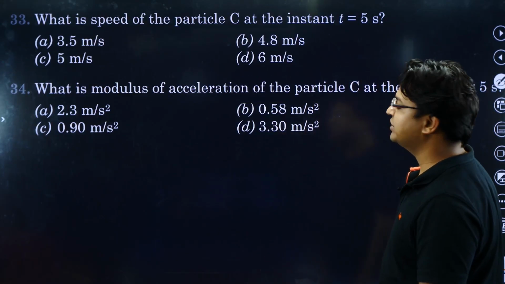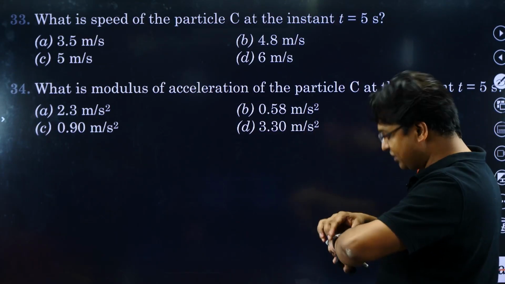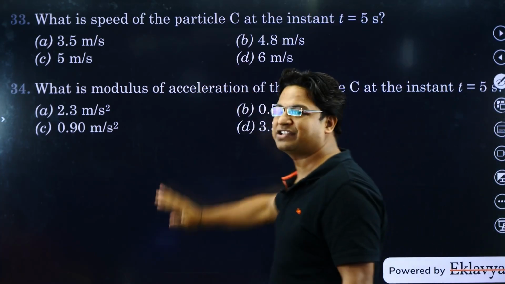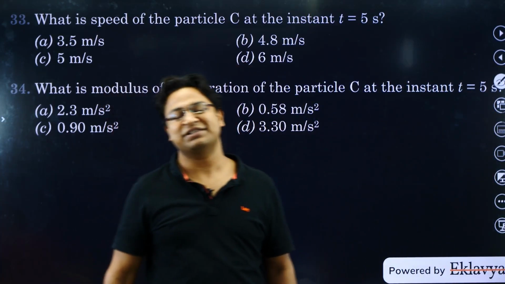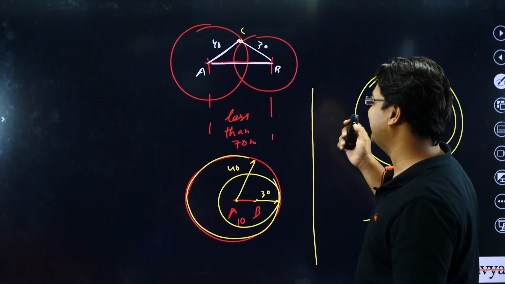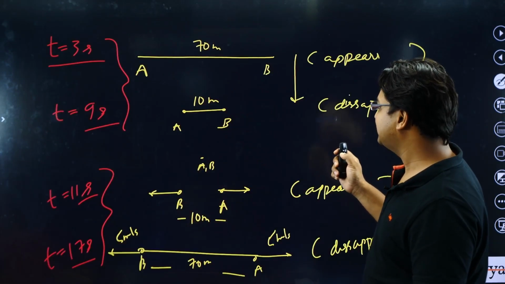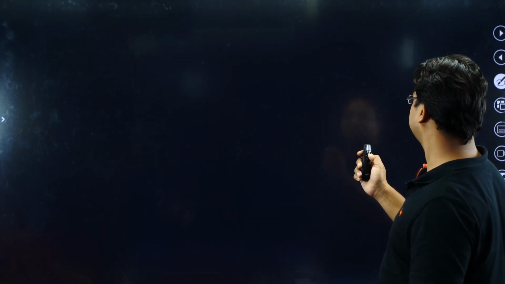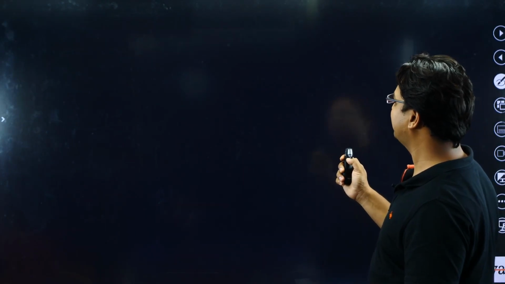Now, what is the next question that we have to solve here? The next question says: what is the speed of particle C at the instant t equal to 5? Now, that's a very interesting question, guys. That's a tremendously interesting question, and I really loved it when I saw that. So, guys, if this is done, I made a note of blank slides. Let me check. 1, 2, 3, 4, 5. Okay, I have enough blank slides.